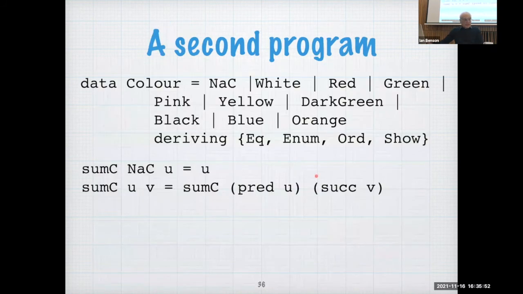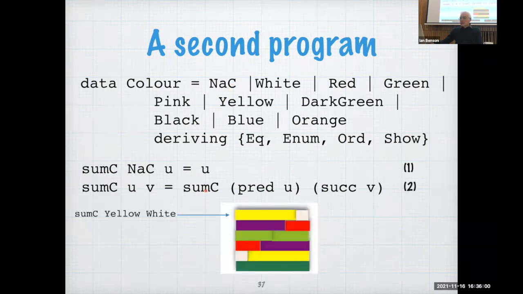So the second program, we introduce not a color as the unit and explored the execution of the program by visualizing it as the table of complements. So the first stage in this sum is here. Equation two then gives you that equivalent expression, that equivalent expression, that one, and then finally the unit ends the recursion.